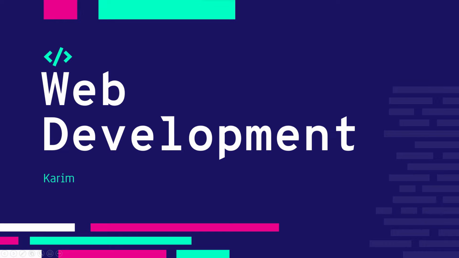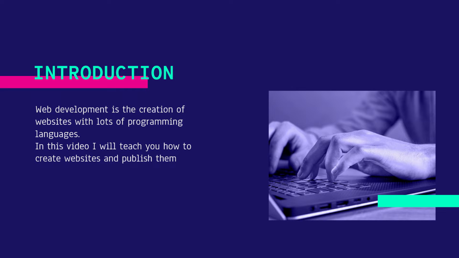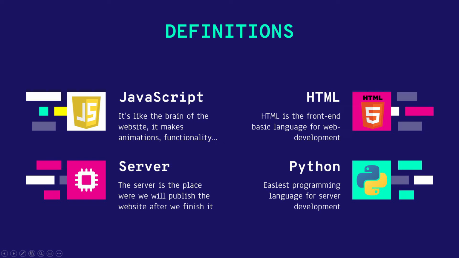Web development is the creation of websites with lots of programming languages. In this video I will teach you how to create websites and publish them. JavaScript is like the brain of the website. It makes animations and functionality. HTML is the front-end basic language for web development.